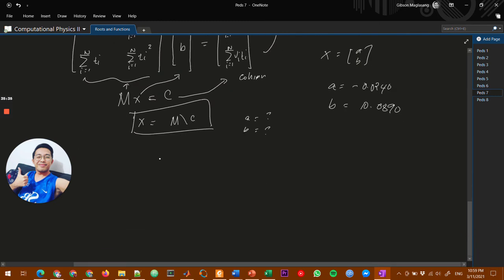So once you have these constants, we've actually determined the equation of our line. Okay? So equation sa tong line, have A plus B t, where A is negative 0.0240 plus 10.0890 t. So notice na this is your B, this is your gravity, right? So somehow close siya sa kung unsa ang ihang true value sa imong gravity.